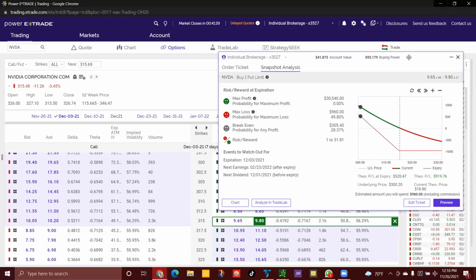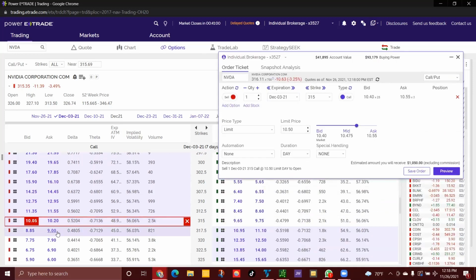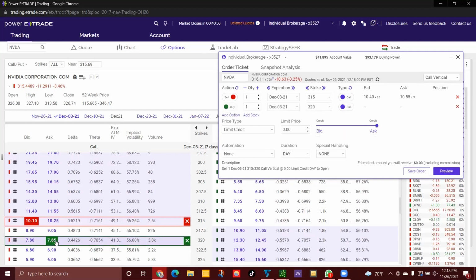So with that said, that's how you calculate your break even really quick without having to look at a snapshot analysis, all that kind of stuff. Now, next Friday, you have to be at 305 to break even on this 315 put that you bought. All right. So you bought a 315 put. Well, let's just say we bought a bear call spread at that same spot. NVIDIA's at 315, but instead we're going to buy the bear call spread.